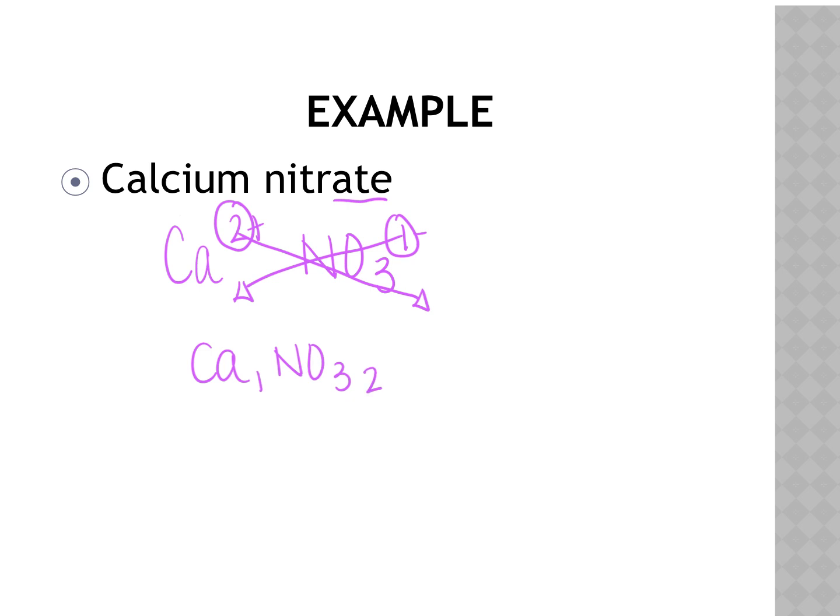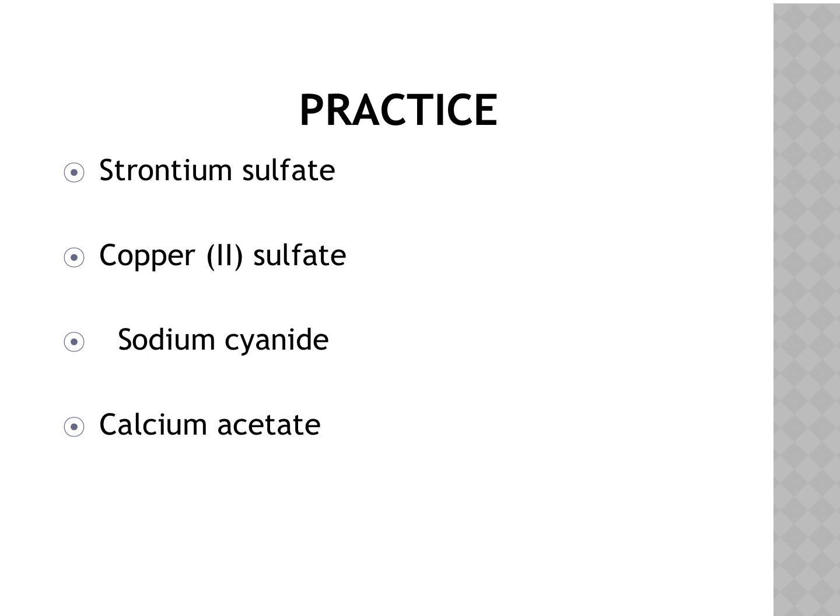Okay, so because we had to add a subscript to the polyatomic ion, you need to put parentheses around the polyatomic ion. Okay. And then now I'm just going to rewrite it without the 1. So we end up with Ca(NO3)2.